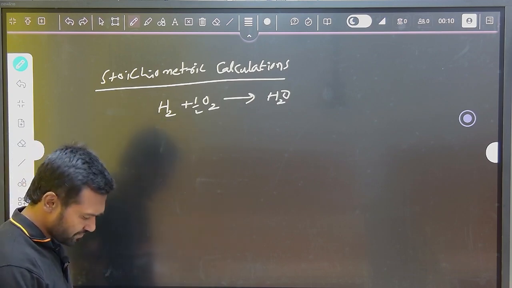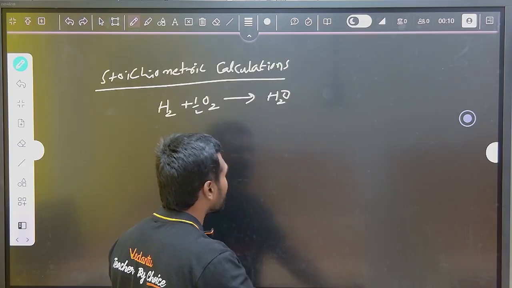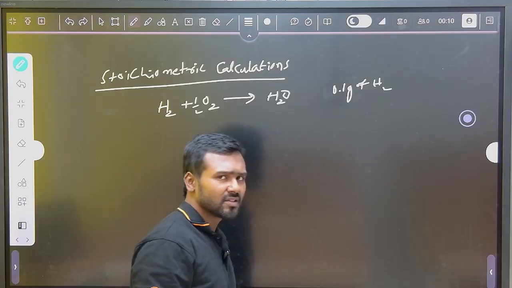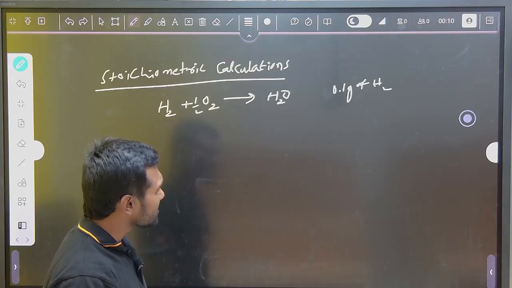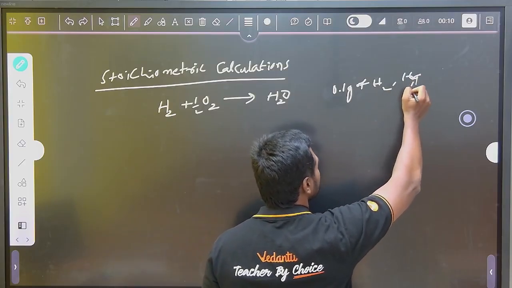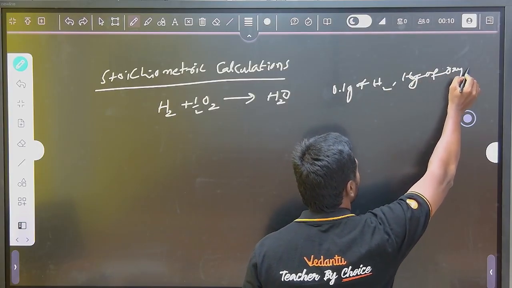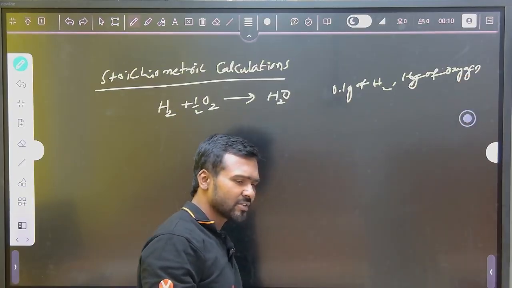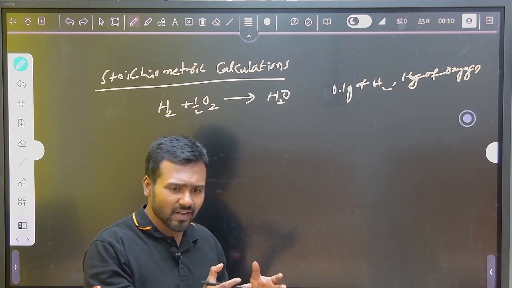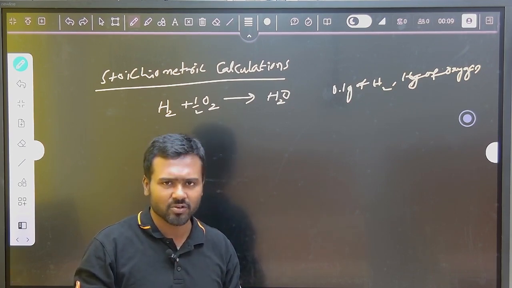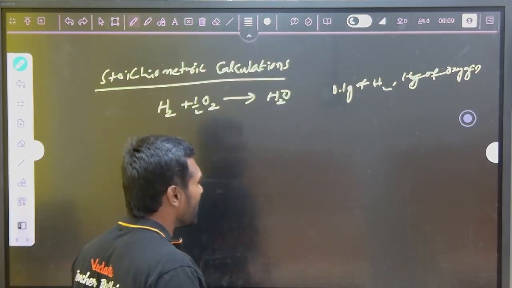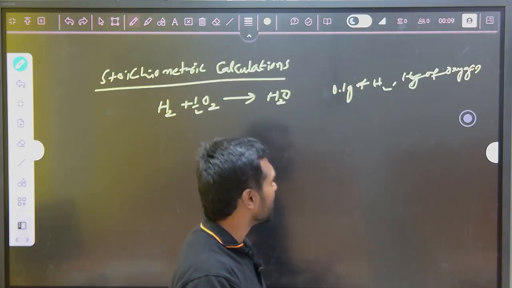The question they gave here: when 16 grams of oxygen is used, how many grams of H2O is formed? So here we are relating weight and weight. For the reactants we are taking the weight, and the product we are also asking in terms of weight. So weight and weight: how many grams of H2, how many grams of O2, and how many grams of H2O.